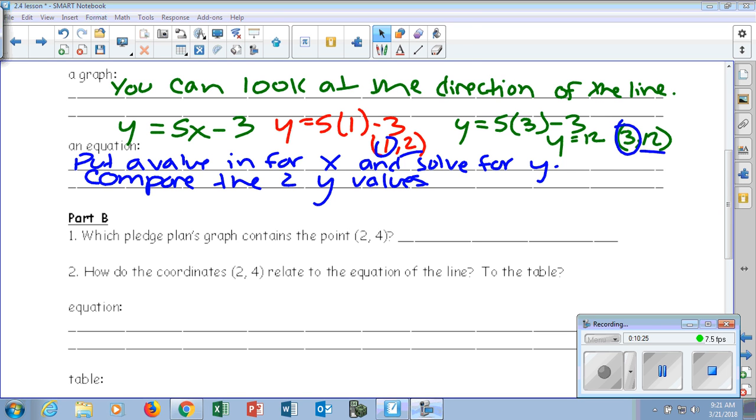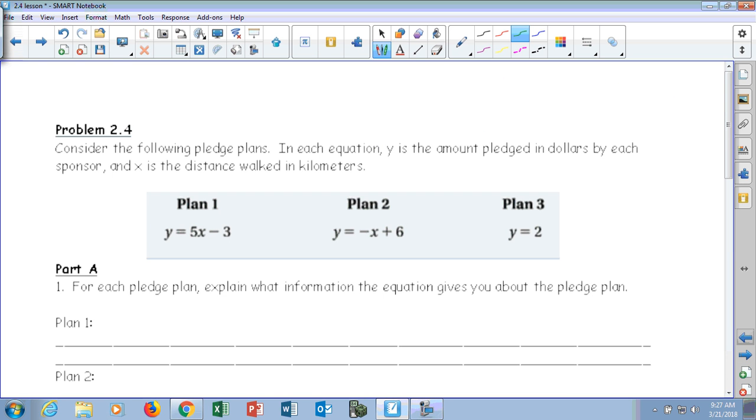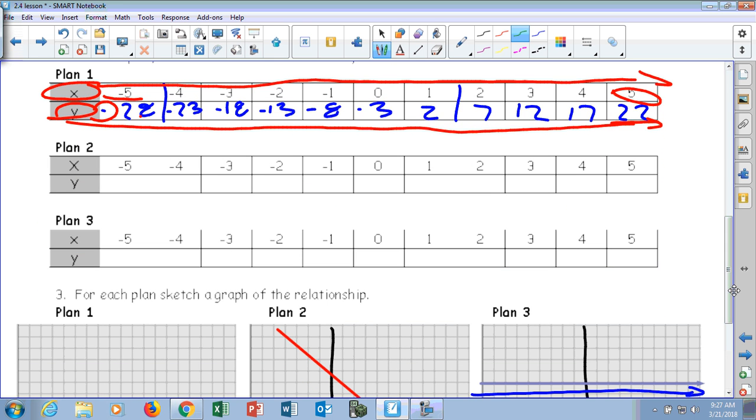All right, 2 minutes. Okay, we're back up here. Brayden, what plan did you find? Plan 2. Okay, how did you find that? I looked in the table and I just kind of went down and I saw that 2 is the x and 4 for the y. Oh, that's a great way to do it.